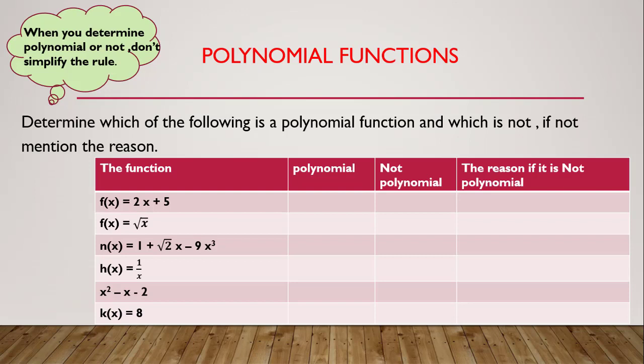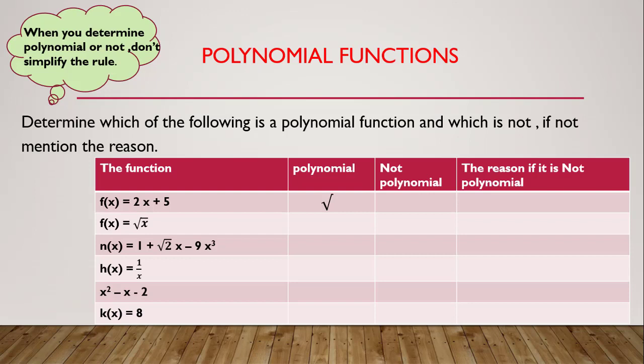Yes, it's a polynomial. Why? The domain here and codomain is R, or the real numbers. Also, the power here is 1. 1 belongs to the integers, so it belongs to the natural numbers. So, this is a polynomial.